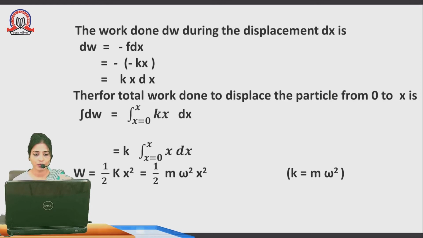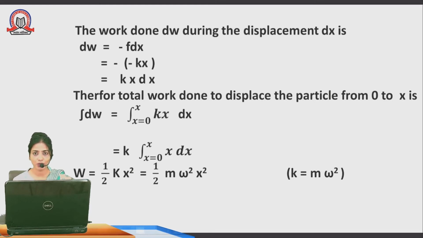So dear students, here we are using the formula of work done. What is the formula of work done? The work done dW equals minus F into dx. F is force, dx is displacement. So here we put the value of force. Minus minus becomes plus.